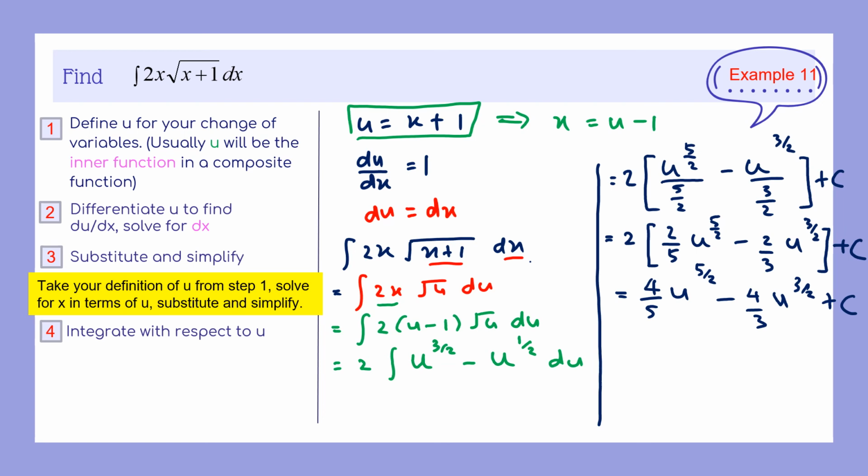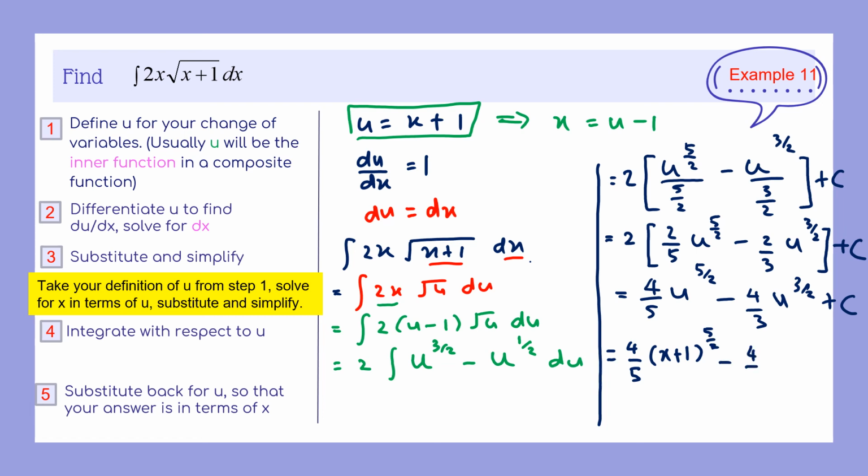And then step 5, we substitute back for u so that your answer is in terms of x. So then finally we change u in terms of x. So we get 4 over 5, u is x plus 1, power 5 over 2, minus 4 over 3 x plus 1 power 3 over 2 plus c. So this is the answer for integrate 2x sub x plus 1 dx.